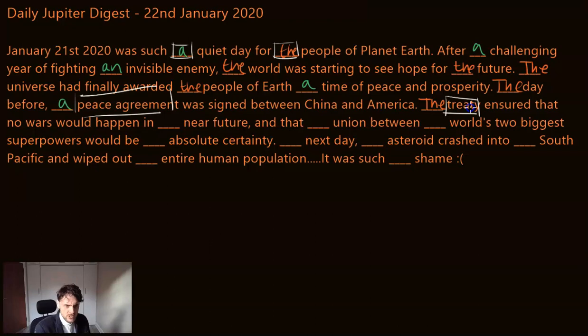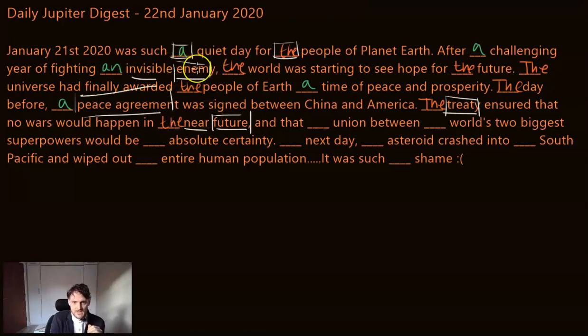The treaty ensured that no wars would happen in the near future. Again, it's still the. We're still talking about the future. We just have an adjective between it. Okay, much like invisible enemy, we have an adjective. And that, a union, one of many, singular countable noun, union, between the world's two biggest superpowers would be an absolute certainty. Now, why? Absolute certainty is actually a countable noun. There are many different certainties we can have. There's no one certainty.